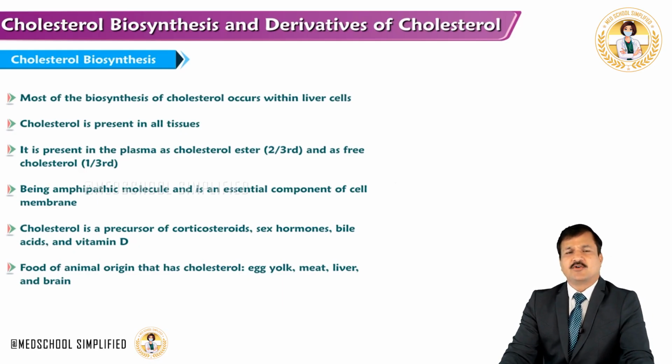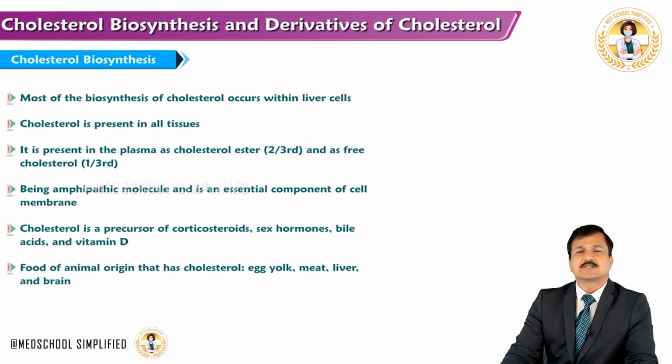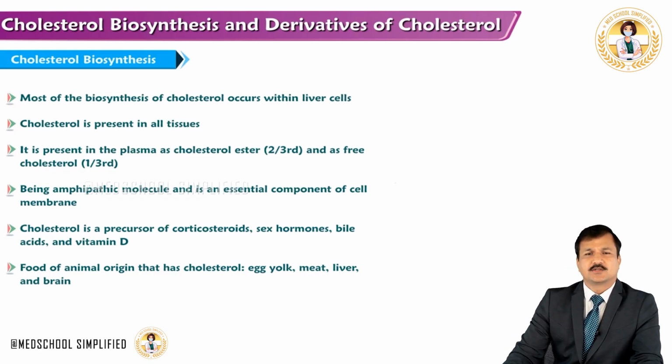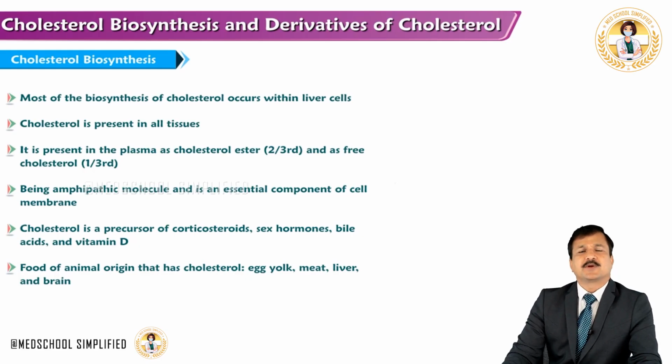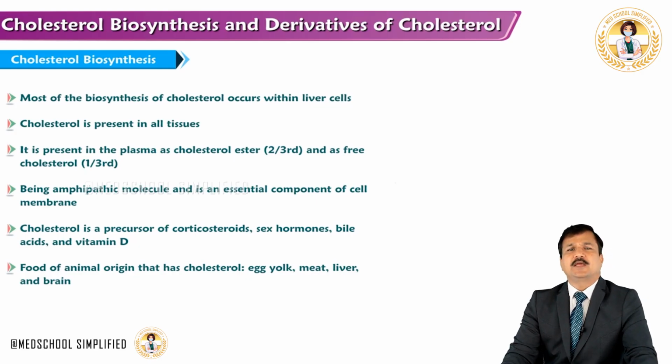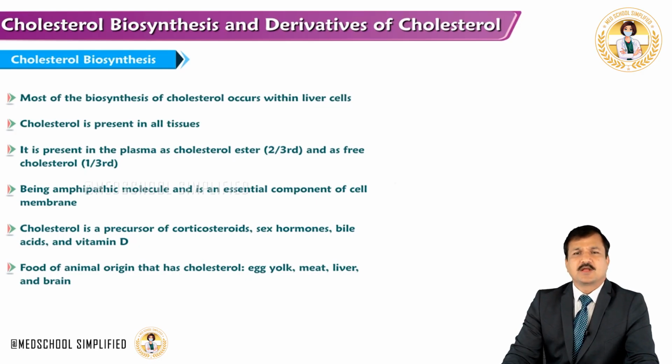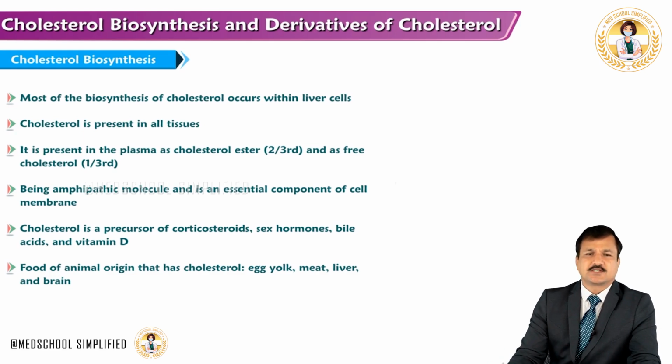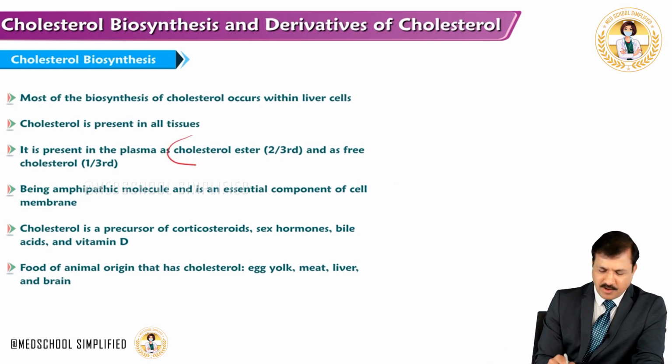Almost all cells in our body need cholesterol, and the cholesterol that is there in the plasma, which is transported from one organ to another organ, is present in the form of a cholesterol ester. About 2/3 of the cholesterol in the plasma will be present as cholesterol ester, and the rest 1/3 will be present as free cholesterol. And note that cholesterol ester is the storage form of cholesterol.